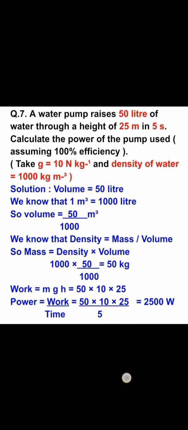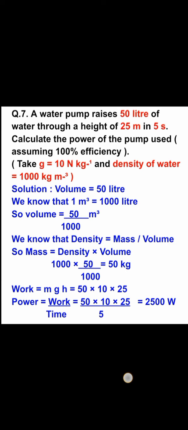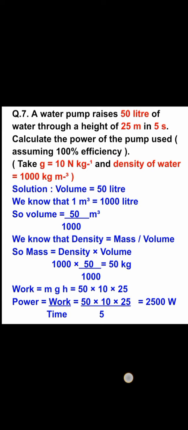Question number 7 is saying a water pump raises 50 liter of water through a height of 25 meter in 5 seconds. Calculate the power of the pump used, assuming 100% efficiency. Now take g equal to 10 Newton per kg and density of water equal to 1000 kg per meter cube. We must know that liter is the unit of volume.